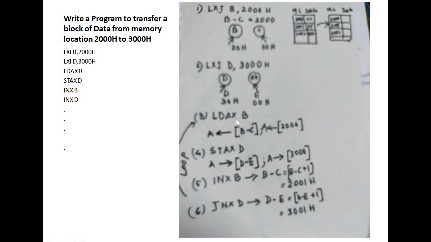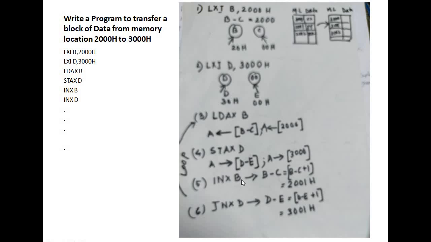So again we will write LDAX B. I will continue the loop. If I write LDAX B, what will happen now? Now the BC pair is indicating which memory location? 2001, because with INX B I have incremented the memory location by 1. So now LDAX B is pointing to memory location 2001, and YY will get loaded into the accumulator. Now if I write STAX D, the DE pair is indicating which memory location? 3001. So the accumulator data, that is YY, will get loaded into 3001.